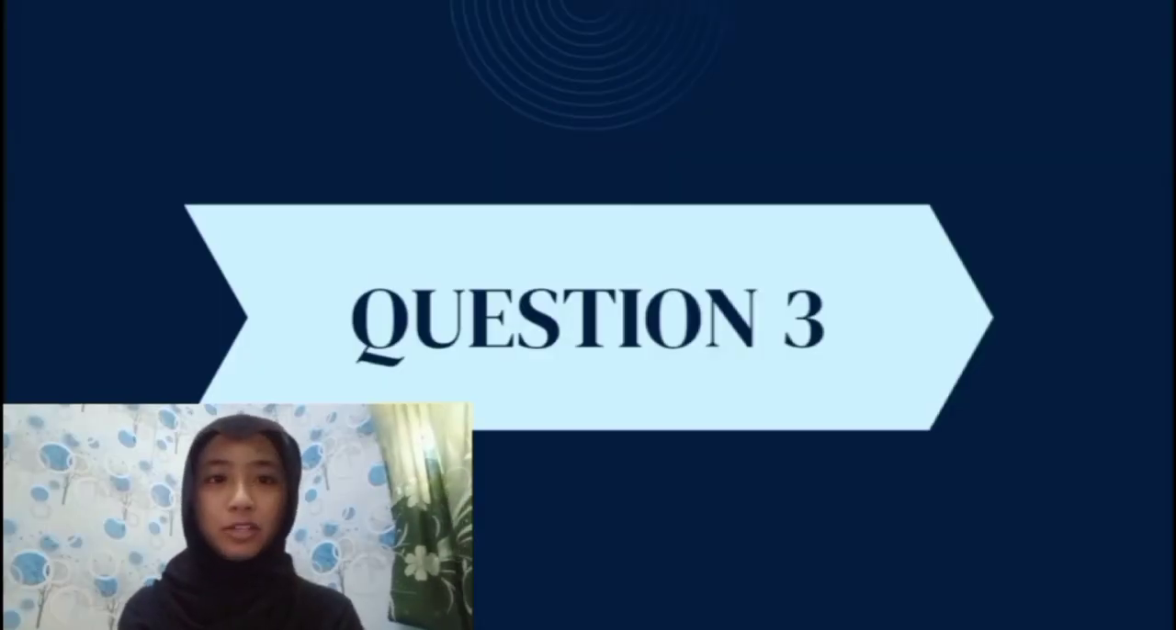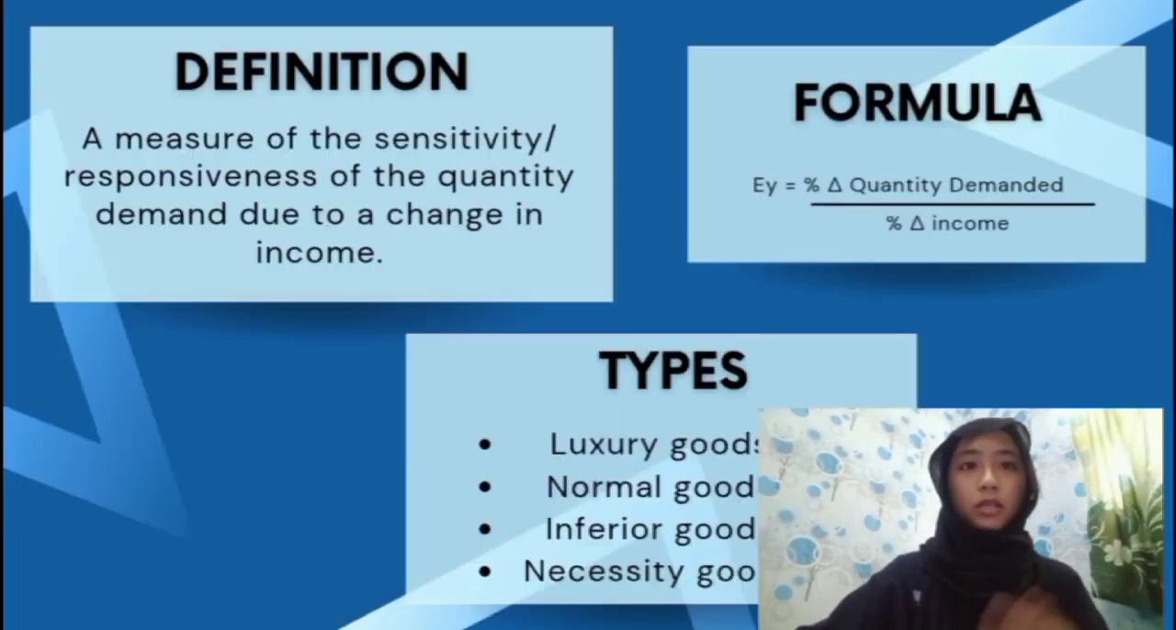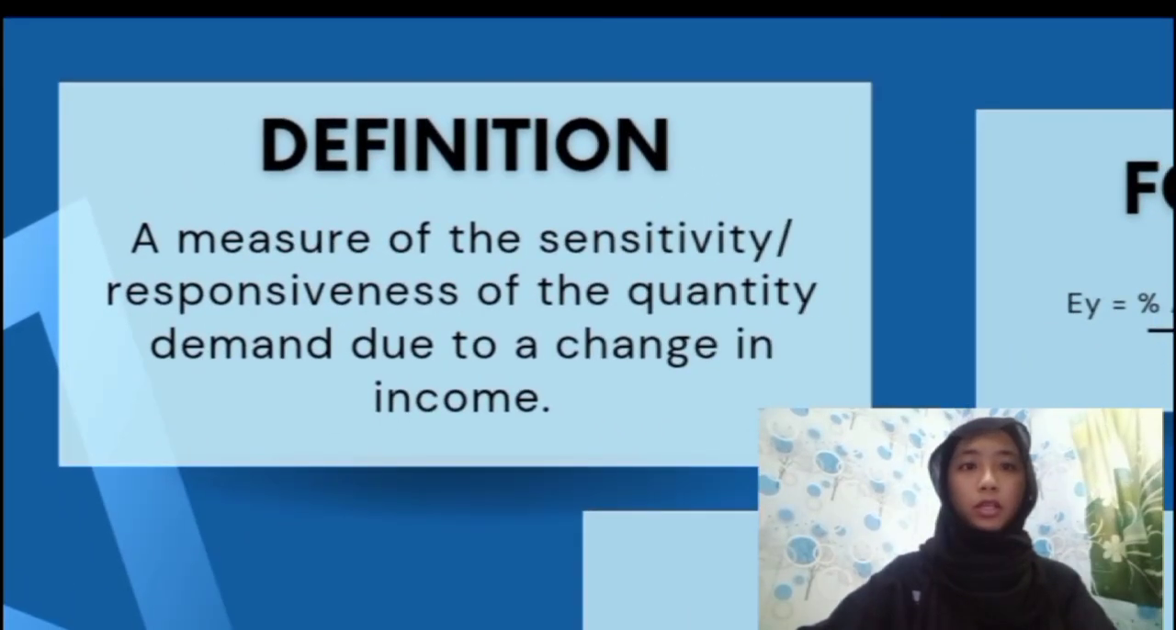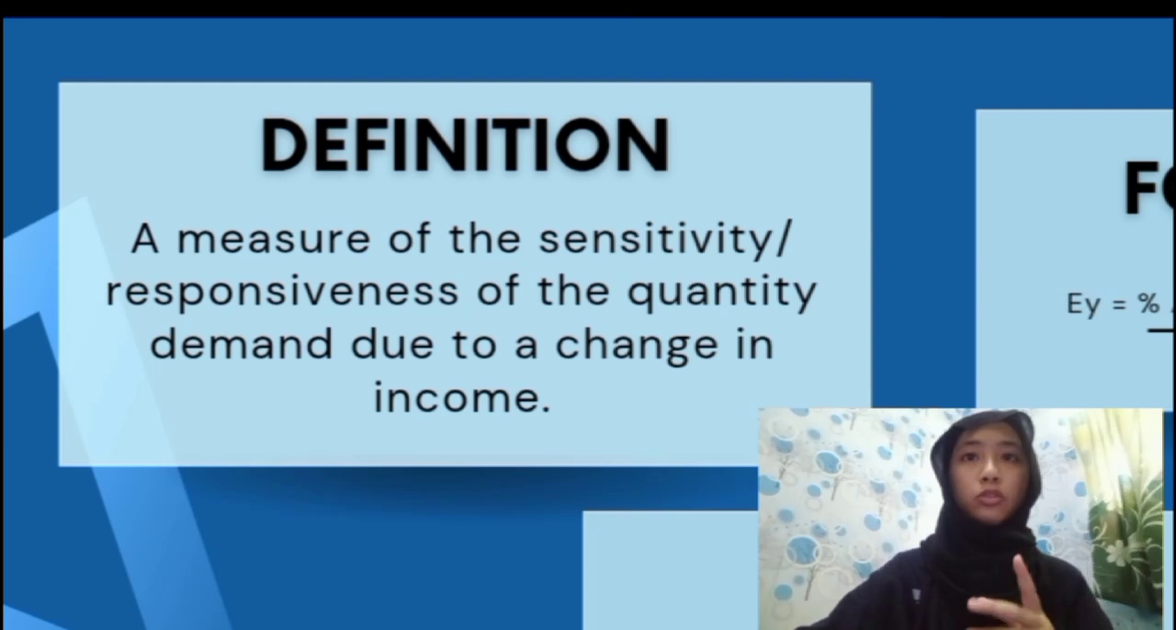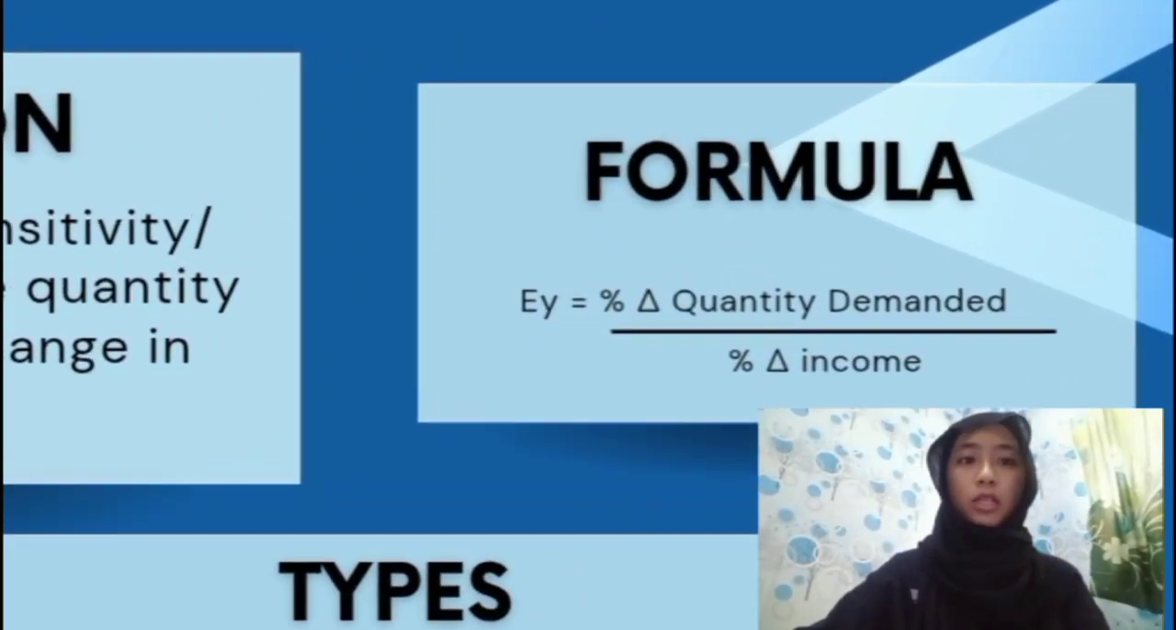Hi, my name is Nur Shakira binti Muhammad Zaki. Now I'm going to explain question number 3. So, what is income elasticity of demand? The income elasticity of demand is a measure of the sensitivity or responsiveness of the quantity demanded due to a change in income. The formula for income elasticity of demand is percentage change in quantity demanded divided by percentage change in income.